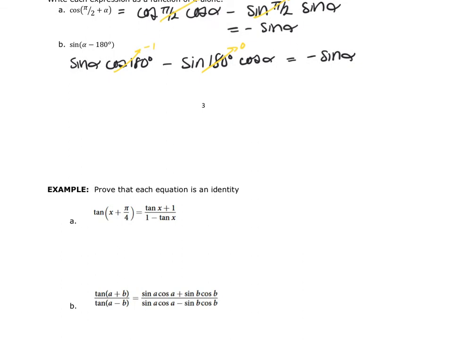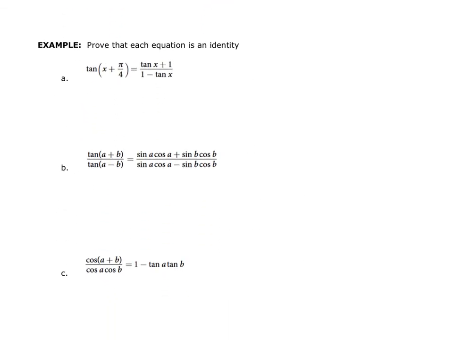Okay. Now let's do the proving. Now, you can choose whatever side. I'm going to choose the left-hand side, even though there is less information on the left-hand side, because I know that the tangent of pi over 4 is 1. So I'm choosing, in this case, the left-hand side.